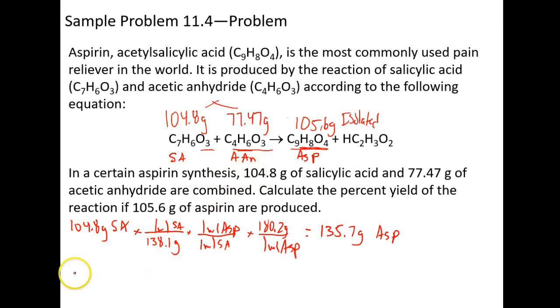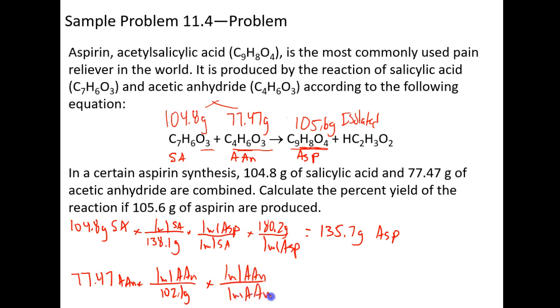Okay, welcome back. So I'm going to do it. You're going to start with 77.47 grams of acetic anhydride. The molecular weight of acetic anhydride, I get approximately 102.1 grams. It is also a 1-to-1 conversion, or mole to mole. 1 mole of AN is on the bottom. This is 1 mole of ASP, aspirin, which is acetylsalicylic acid.